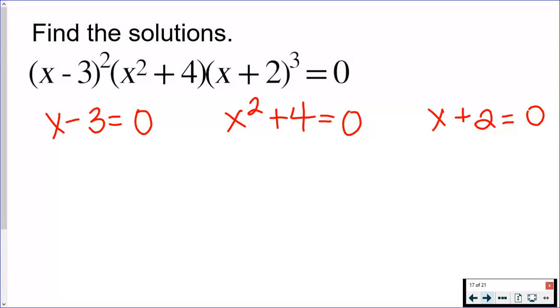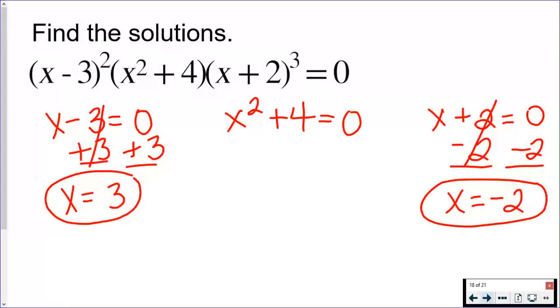Notice I ignored the exponents on each factor, so I don't have to write the exponent of 2 with the first one. I don't have to write the exponent of 3 with the last one. I'm just worried about the factor in the parentheses. So hopefully the first one and the last one are easy for you to solve. All you're doing is moving over the 3 and the 2 and solving for x.